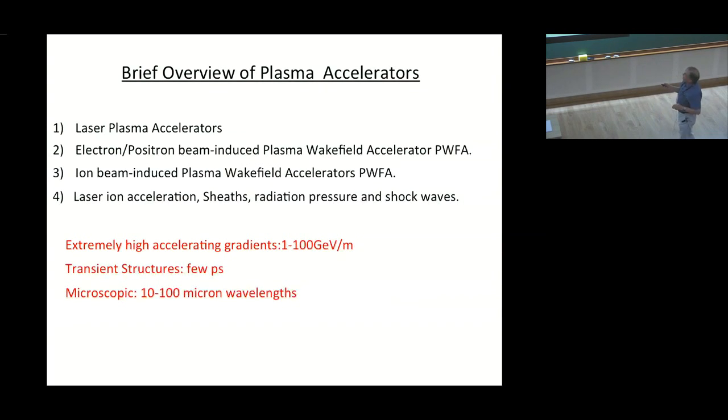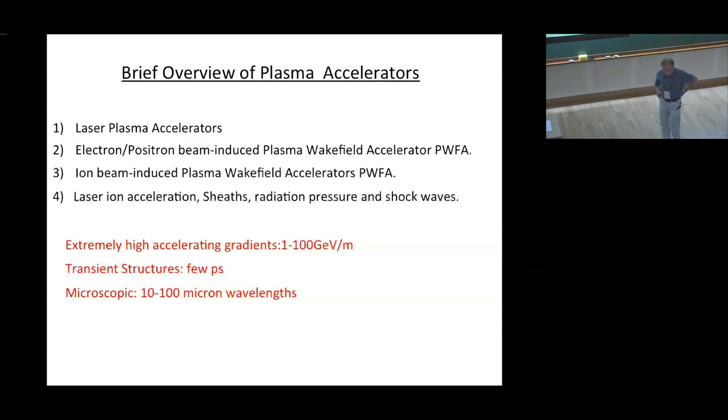So I'm going to really start right at the beginning of this talk, and initially with laser plasma accelerators. I'll then go on to electron positron beam-induced plasma Wakefield accelerators, and then ion beam-induced plasma Wakefield accelerators. These are all big experiments that a lot of you know about. I'll go on to laser ion acceleration as a separate topic in its own right.